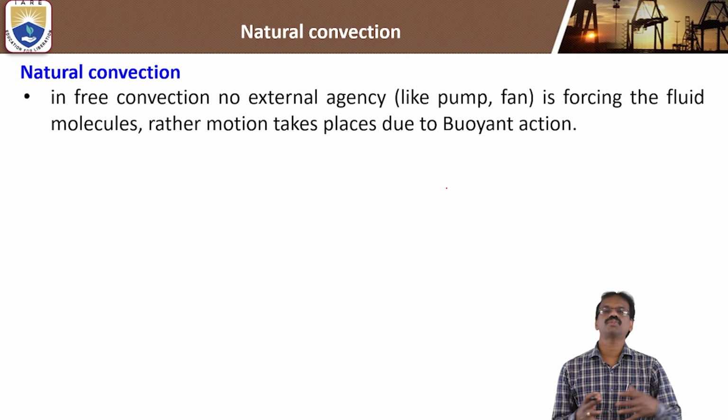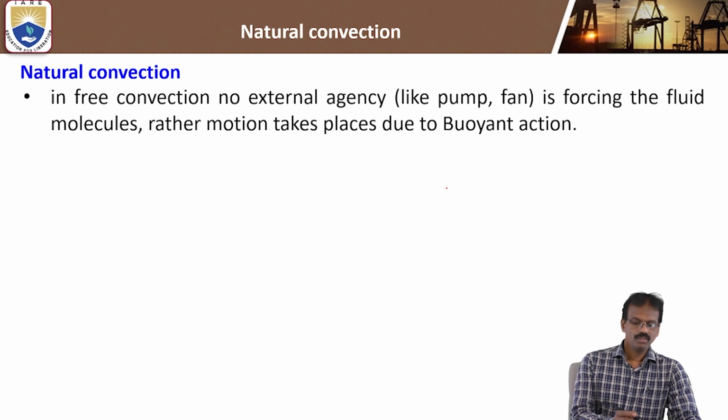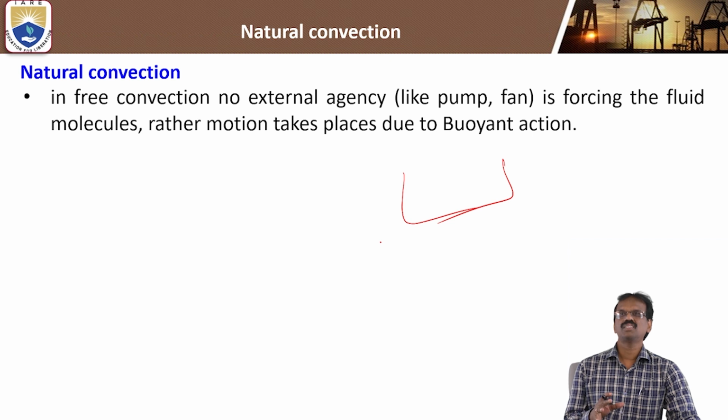Without movement of the particles, there is no convection process. For the movement of the particles, there are two ways. One is naturally, by the effect of buoyancy, or by using some external agent like fans. But in some cases, by the effect of buoyancy, by the difference of density, particles move from bottom to top. You know that one.